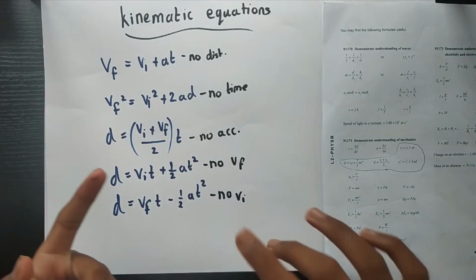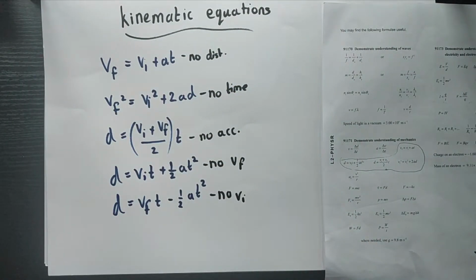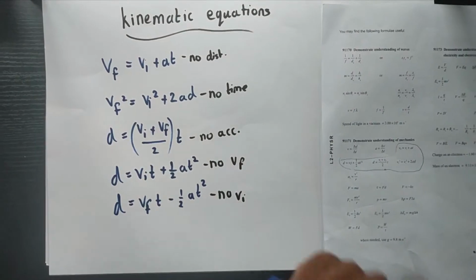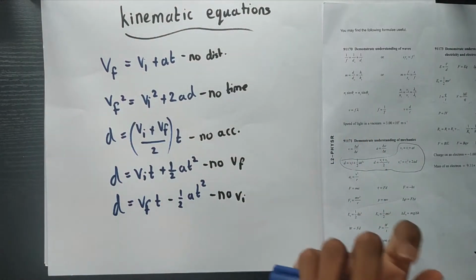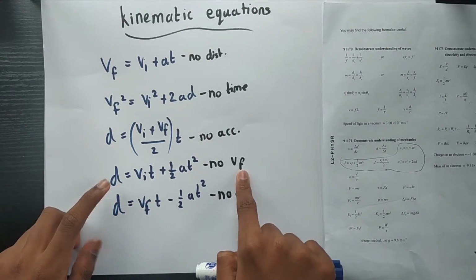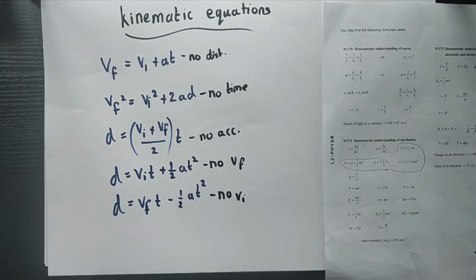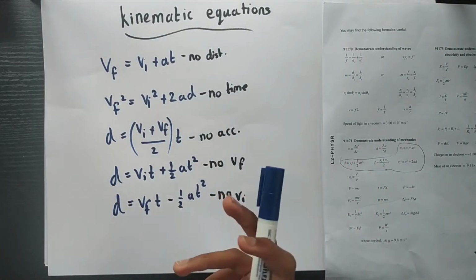Right? So let's say they give you time, acceleration, and the initial velocity. They could be asking for distance or the final velocity. If they're asking for final velocity, you know that. Asking for distance, no final velocity, you can find your distance. Alright? So let's just give 2 examples.